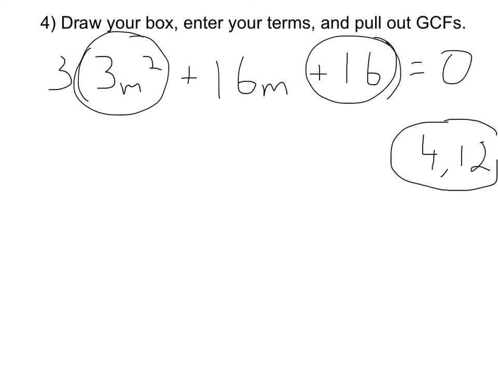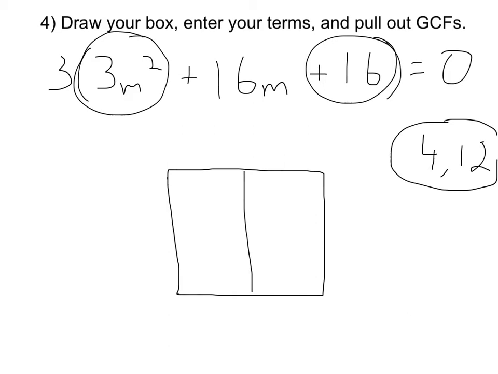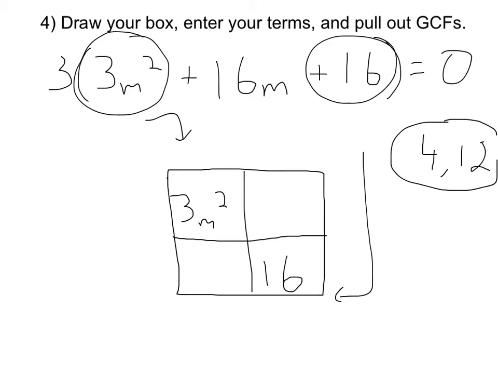And these are the numbers we're going to use. Step 4 is to draw your box and enter your terms and pull out the GCF. So remember, we're using the box method. We draw a box, and then we draw a line going up and down, and a line going across. Now, you just have to remember this: in the top left box, you put 3m squared. In the bottom right box, you put your 16.